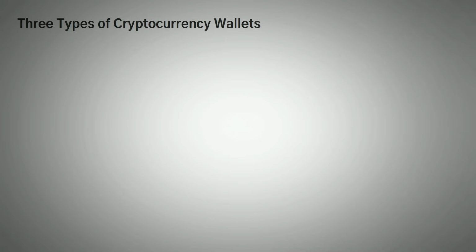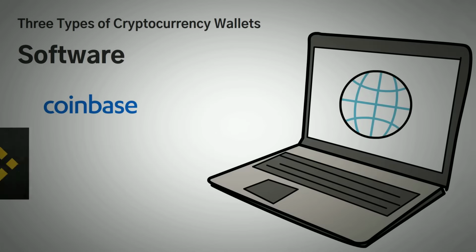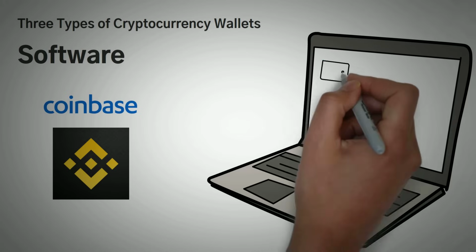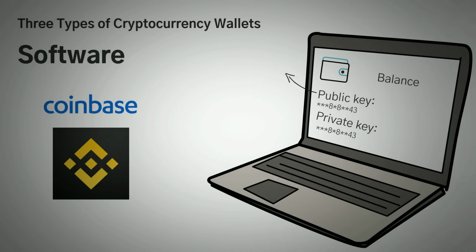The first type of wallet you can put your currency into is a software wallet. Now, these wallets are usually online based. Exchanges like Coinbase or Binance are great examples of a software or online based wallet. The public and private keys are stored on their servers, and they let you access them through your account.